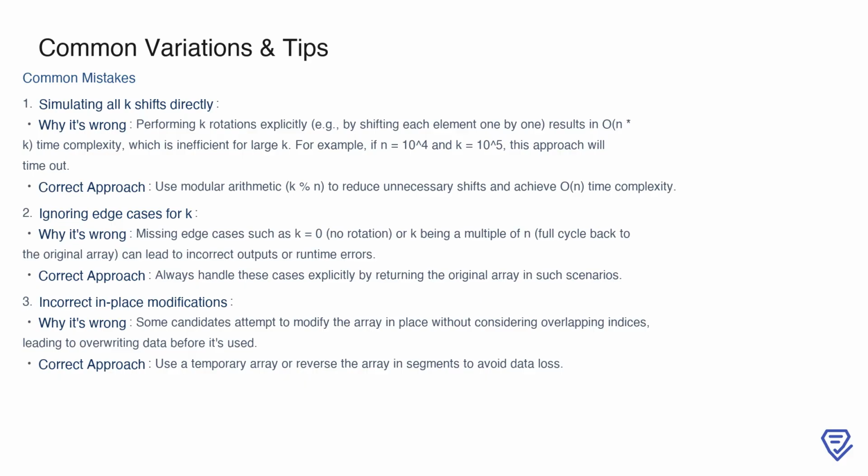Lastly, incorrect in-place modifications can cause data loss. Overlapping indices during in-place changes can overwrite data that's still needed. Using a temporary array or the reverse technique avoids this issue and allows for accurate transformations.